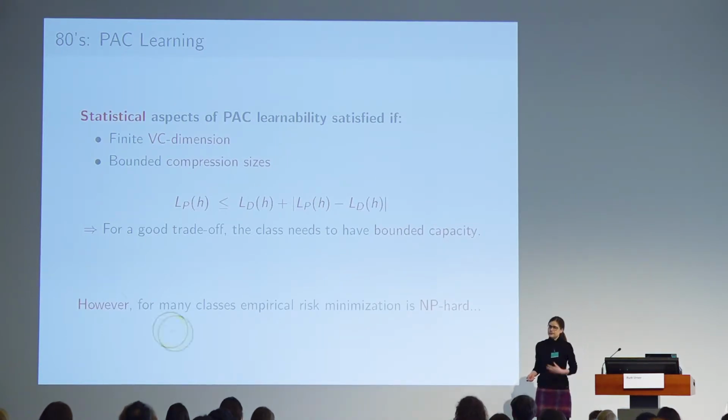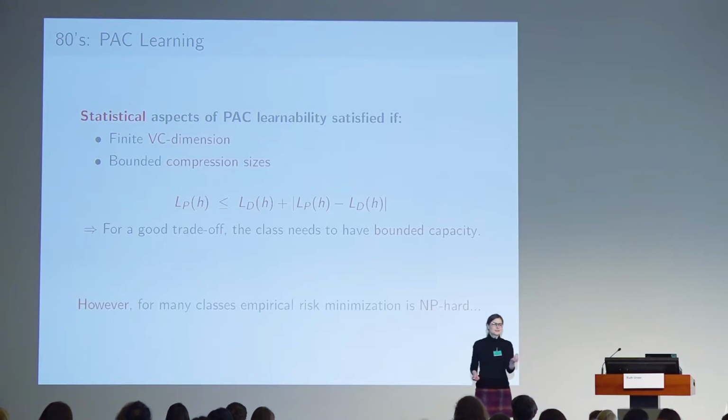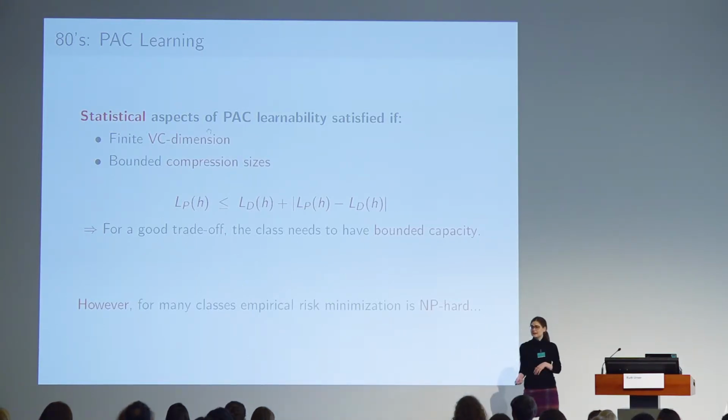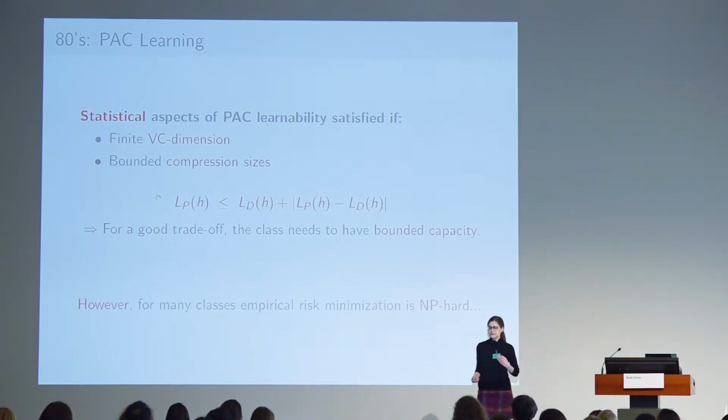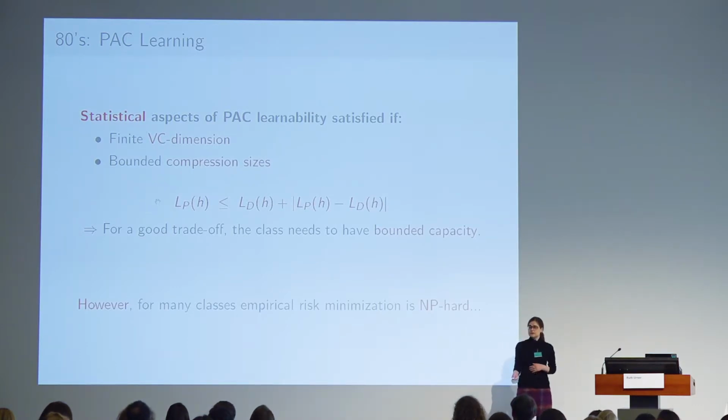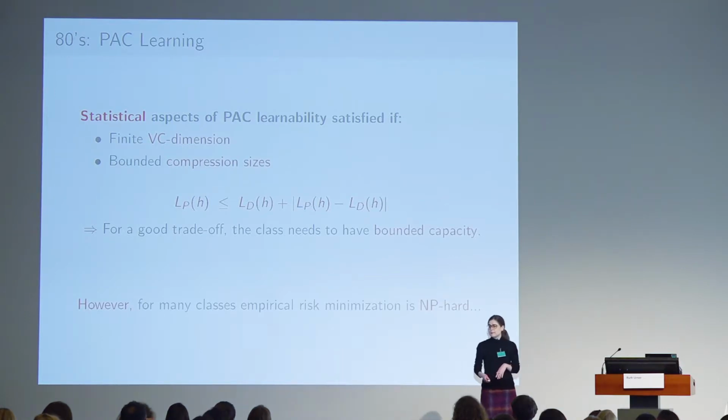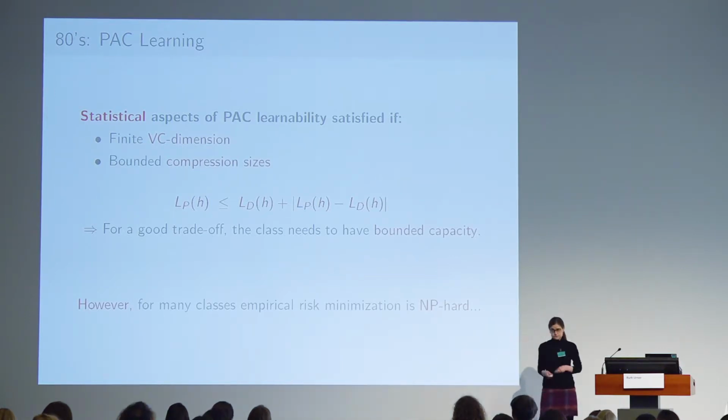And then, of course, the next question is, now that we have a definition of learnability, when is this actually fulfilled? When can we fulfill it? And from a statistical point of view, this was actually already pretty well understood. We know that we have this successful learnability if and only if a class has bounded VC dimension, and there were also other characteristics that could lead to this. For example, bounded compression sizes.